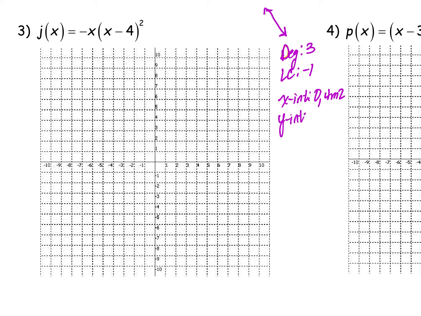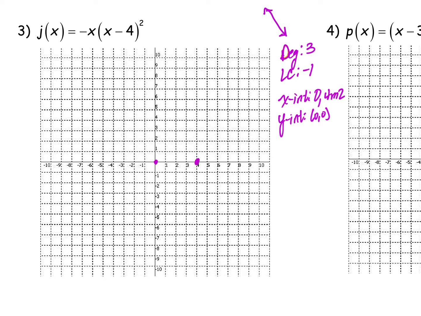Y-intercept is going to be 0. So just a quick, easy thing. If I have an x-intercept at 0, guess what my y-intercept is going to be? 0. Yeah, because if I have a point here, an x-intercept there, it's already on the y-axis. So I don't even actually have to figure out what my y-intercept is going to be. If I have an x-intercept at 0, my y-intercept is automatically 0. Nice, easy, quick thing to think about.